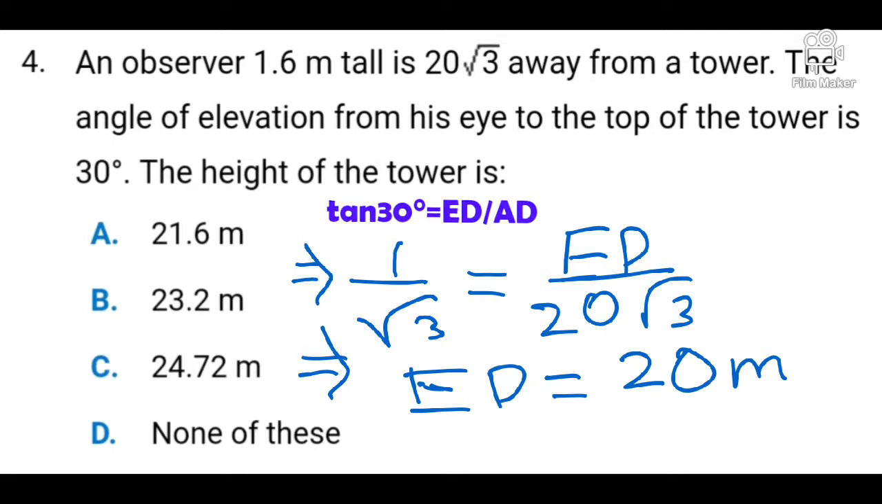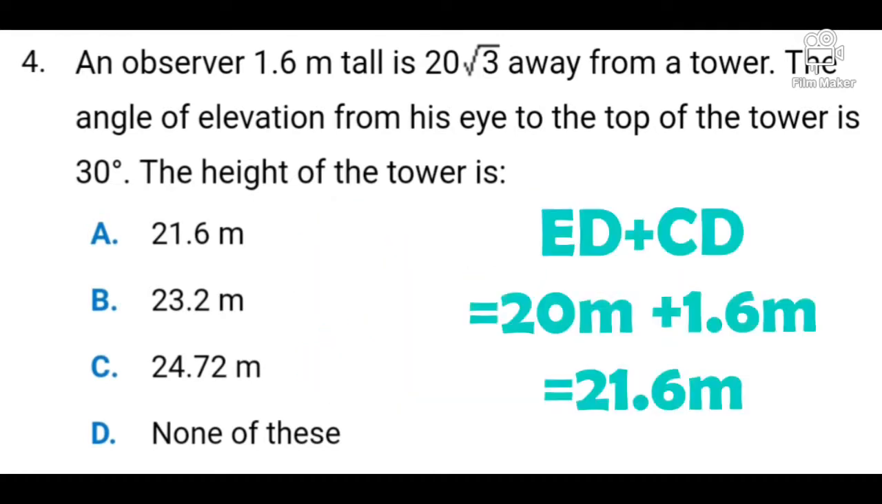So from here we get the height of the tower as ED plus CD, that is 20 meter plus 1.6 meter, we get the answer to be 21.6 meter.